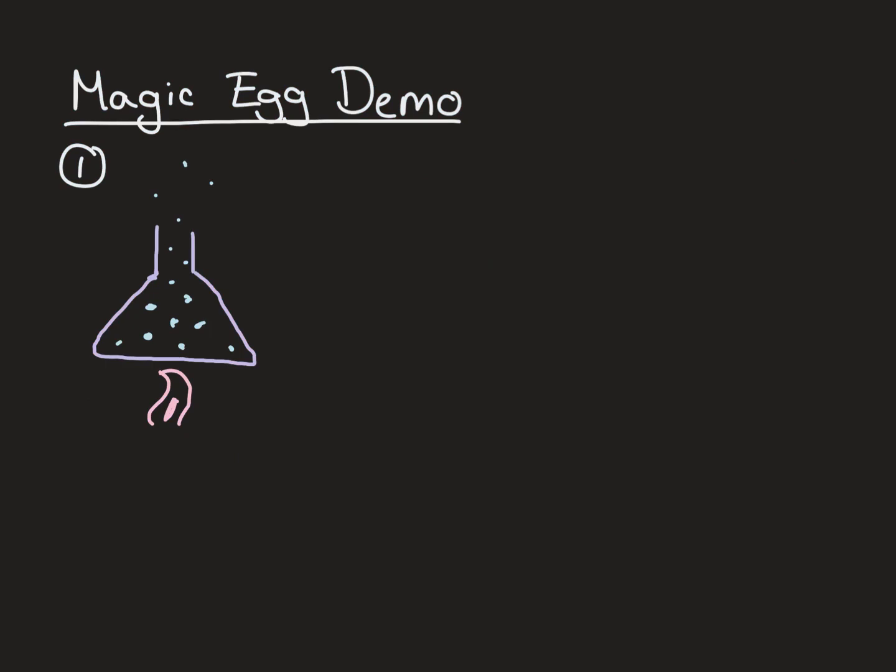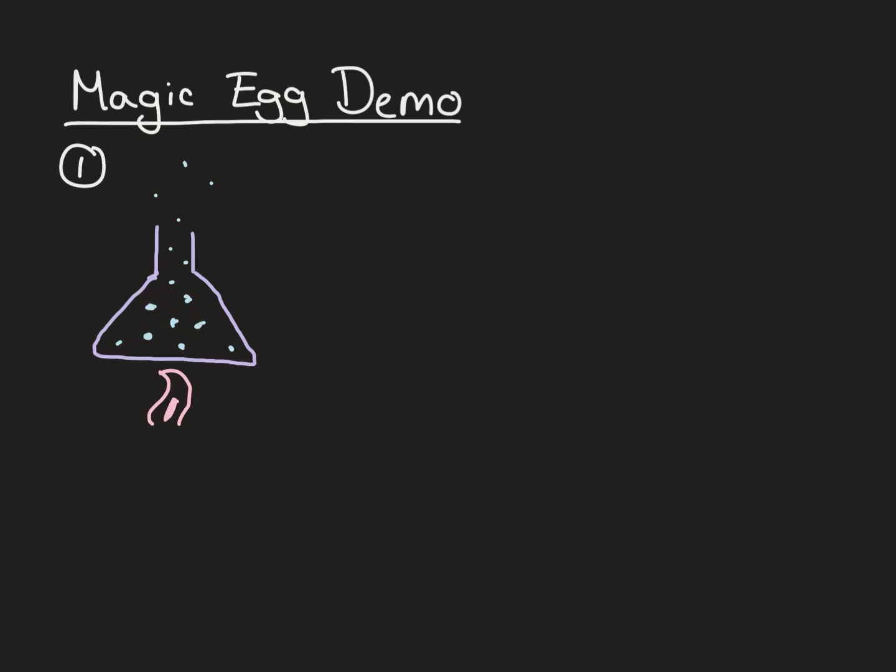So the next demonstration that hopefully you've seen is the magic egg demo. Now we're going to again use our understanding of how gases behave to try and explain the magic egg demo. So we have to think about what the gas is doing at each stage of the demonstration. At the beginning we've got a conical flask and we put some water in it, and then we heated that water up and it started to boil and turn into a gas.